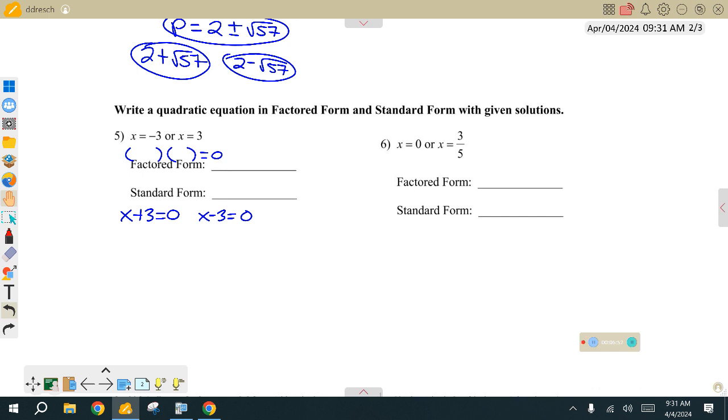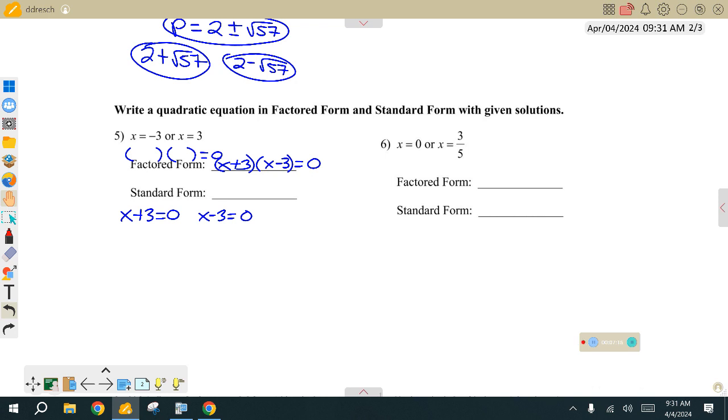X minus 3. So therefore, what did my factored form, keep going backwards in your head, what did the x plus 3 equals 0 had to be? Times what? Equals. That's the factored form, guys. That's our sweet spot. That's where we always want to be. And then we use our zero product property to get our two solutions.